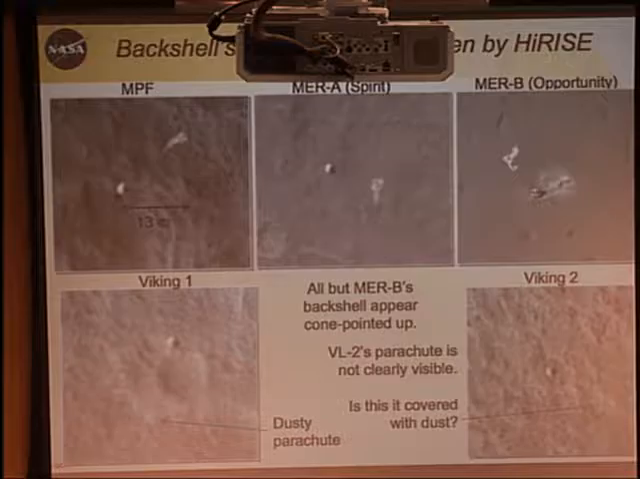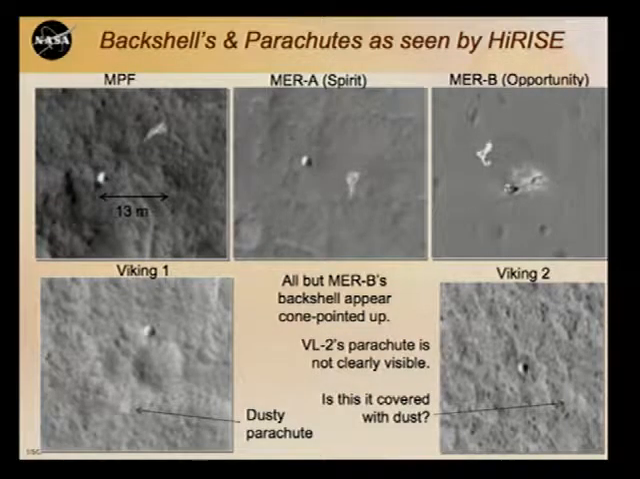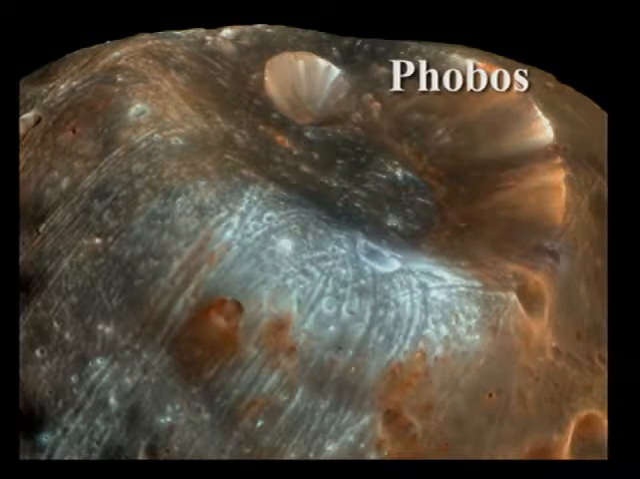The first thing they've looked at is all the detritus from the various missions we've sent to Mars, the parachutes, the heat shields, the spacecraft. They've all been seen, except for one. Mars Polar Lander has not been found with my camera on it. We've looked at the moons. Here's a picture of Phobos. Really a nice color picture.